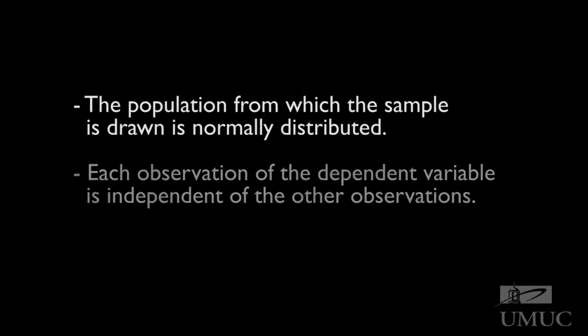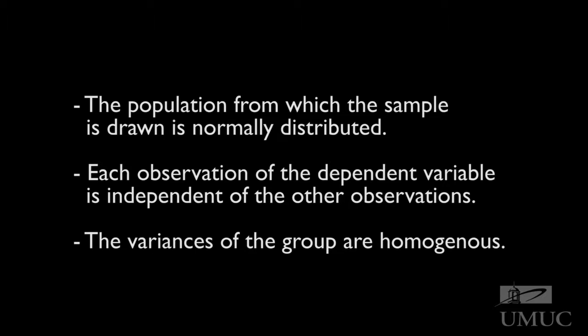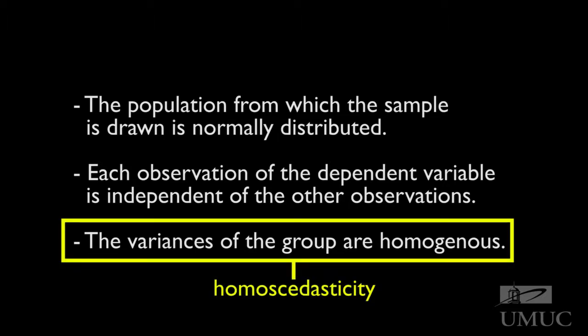One condition of the t-test is that the dependent variable is measured on a continuous interval or ratio scale. Additionally, t-tests can be used only when the following assumptions are met or nearly met. The population from which the sample is drawn is normally distributed. Each observation of the dependent variable is independent of the other observations, and the variances of the groups are homogeneous. This last condition is known as homoscedasticity, an ungainly word that you will see in discussions of the t-test in the literature.